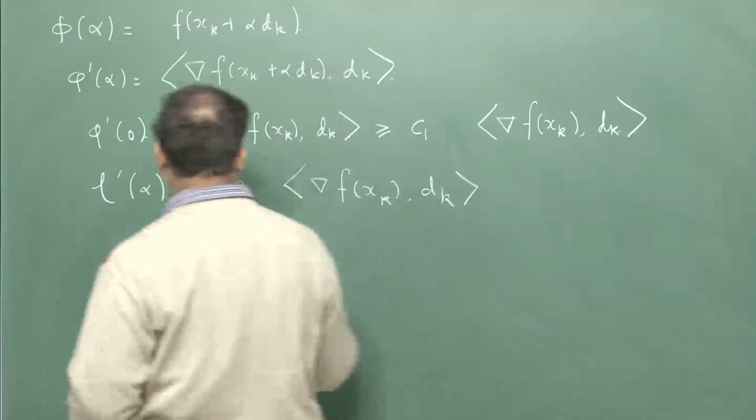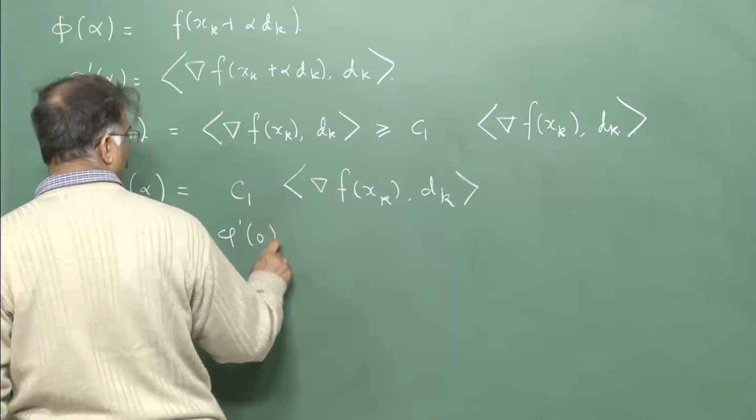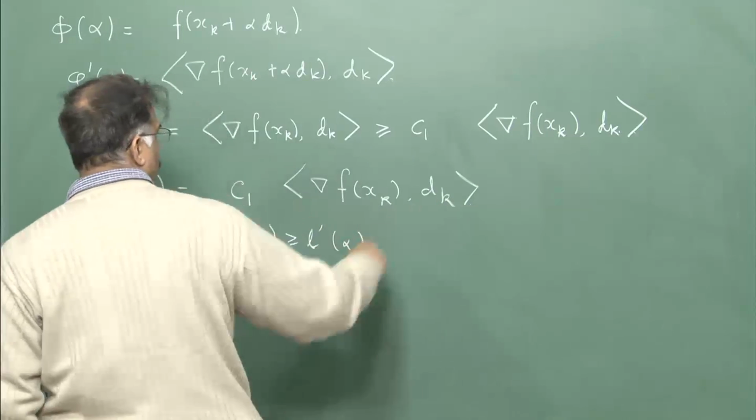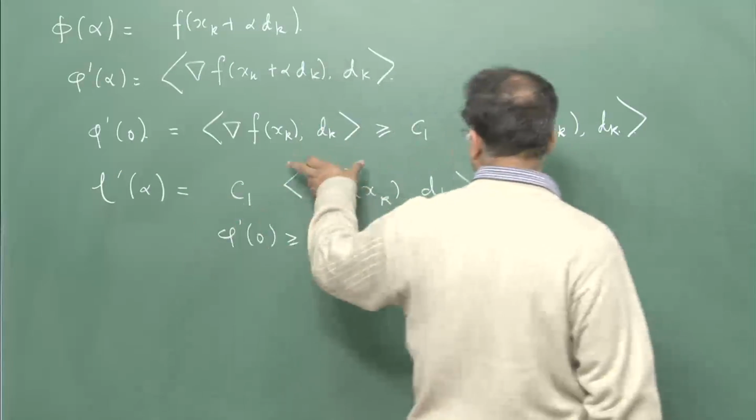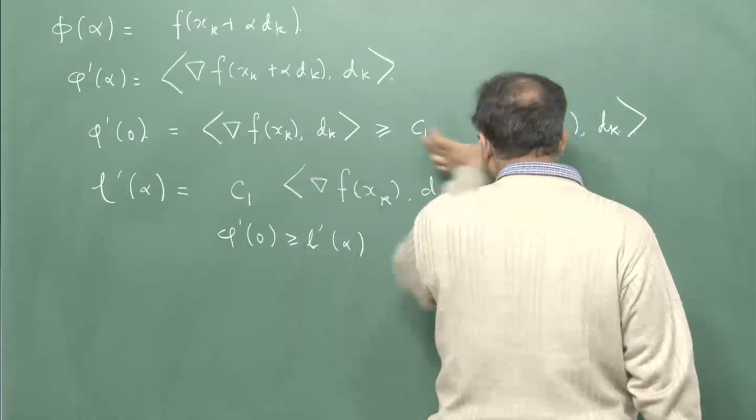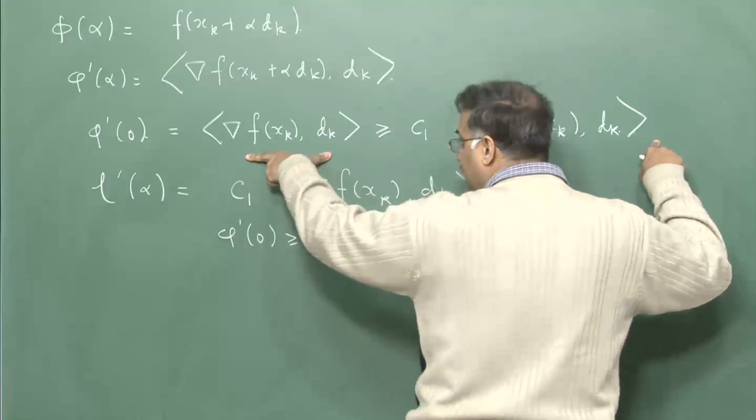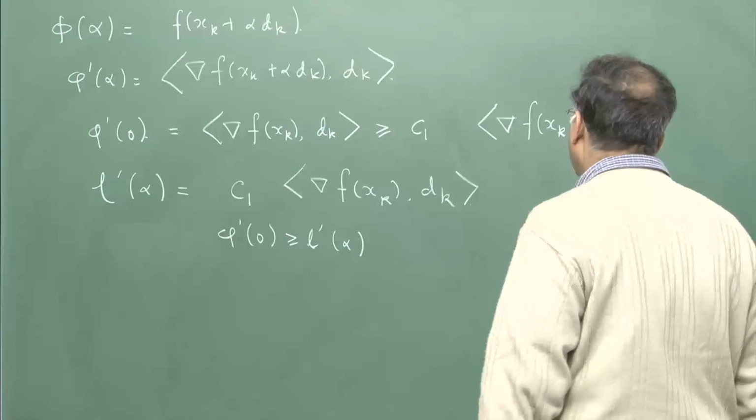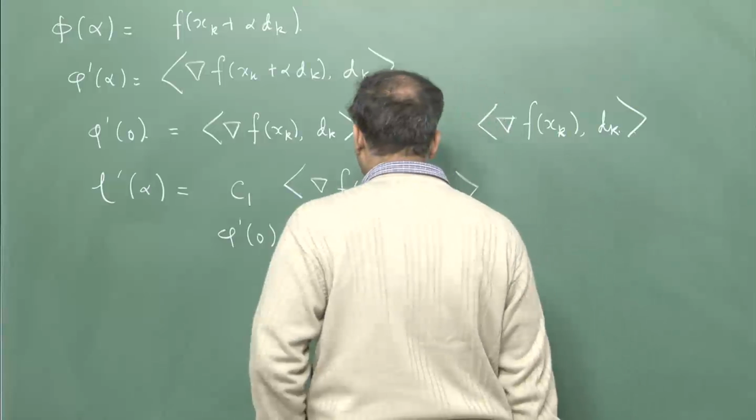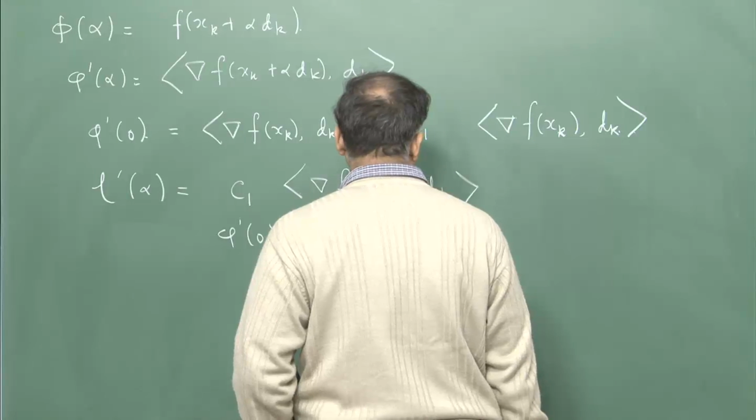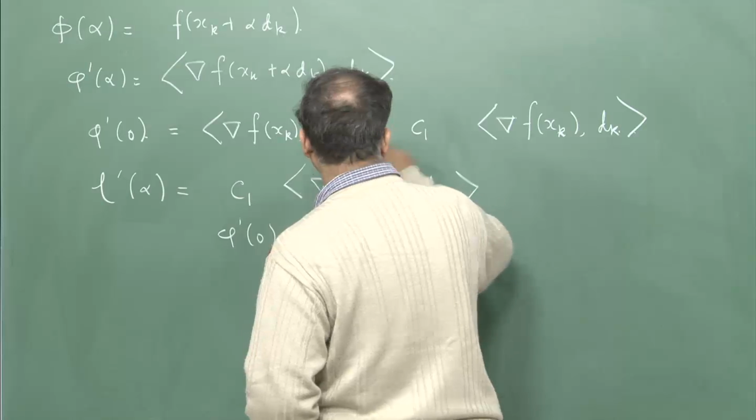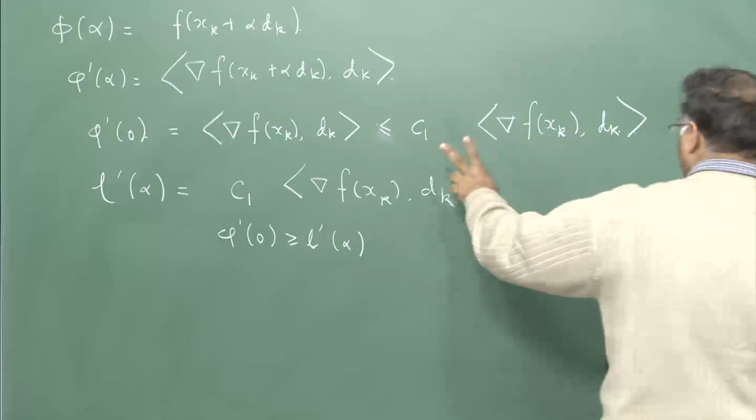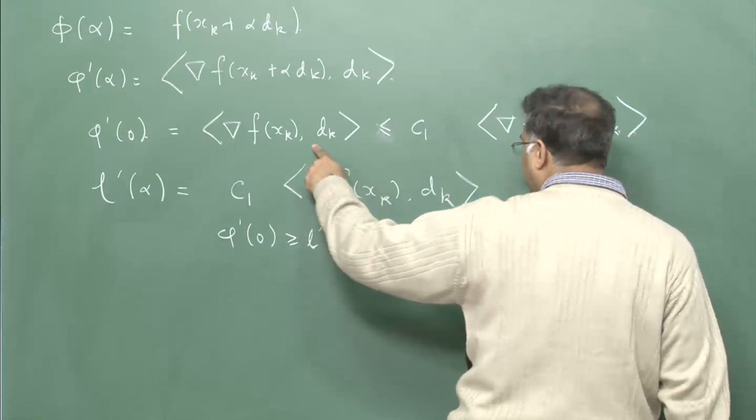So, phi dash 0 is bigger than L dash 0, L dash alpha, this slope, which is natural because C1 is between 0 and 1. So, this whole thing is nothing but a fraction of this. So, this one is bigger than this one. Now, you can say okay, these are all negative, bigger than this one in this sense, sorry I made a mistake, fraction of this one. Because, sorry I made a mistake, this is negative, this is negative.